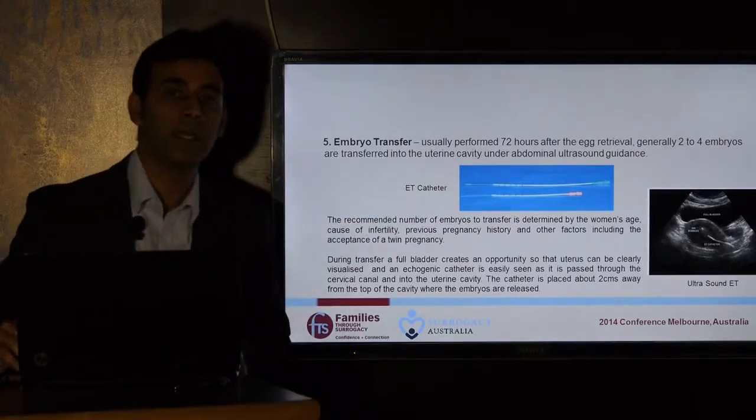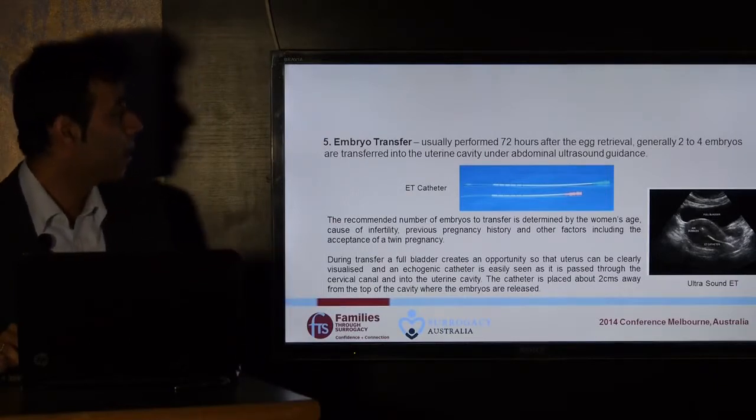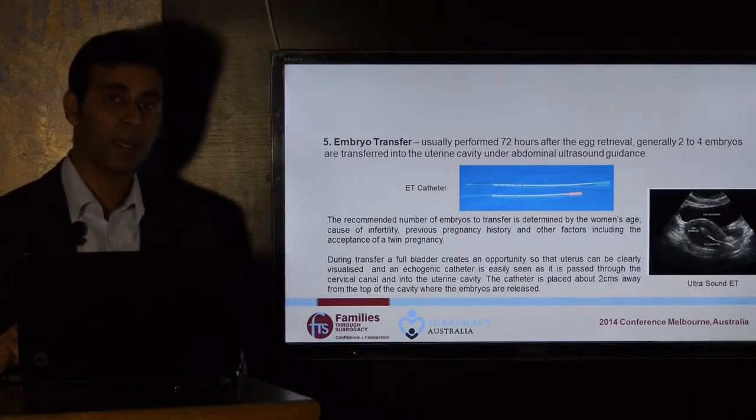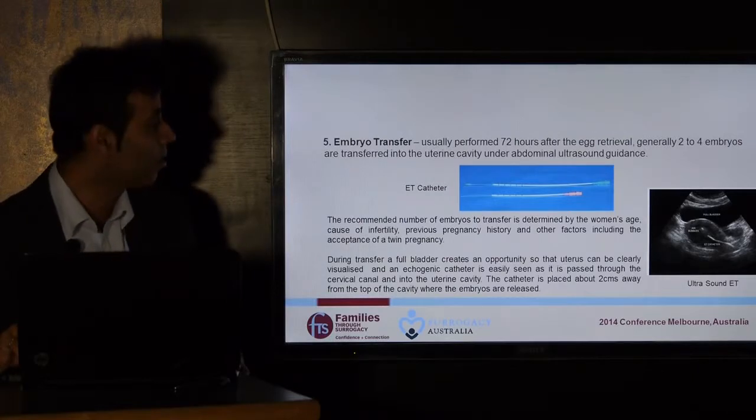The outer sheath is placed by the clinician inside the uterine cavity, and when the outer catheter is in place, the clinician will usually signal to the embryologist to load the embryo and transfer into the uterus.